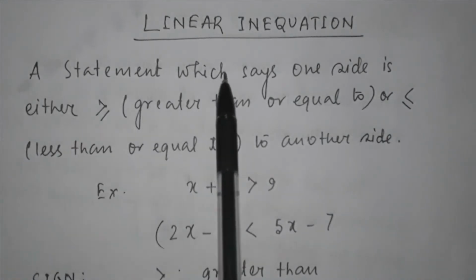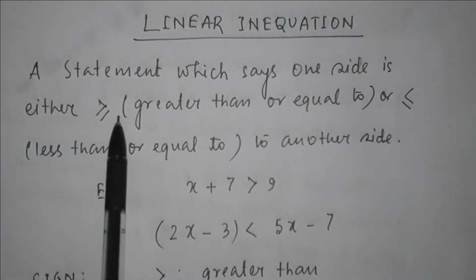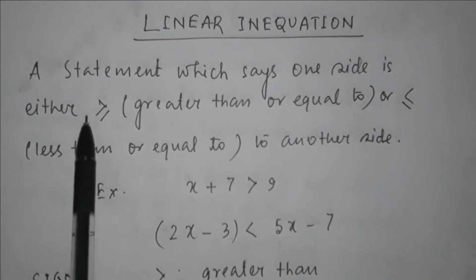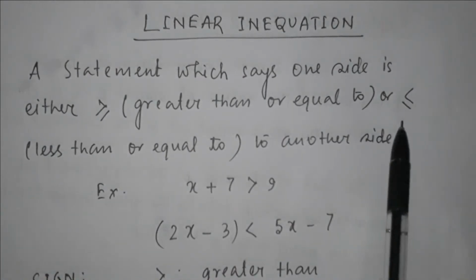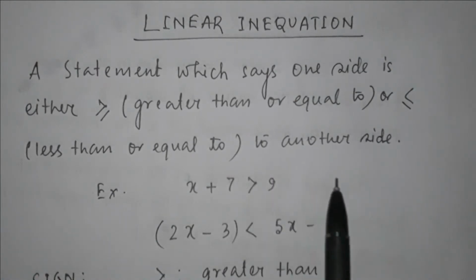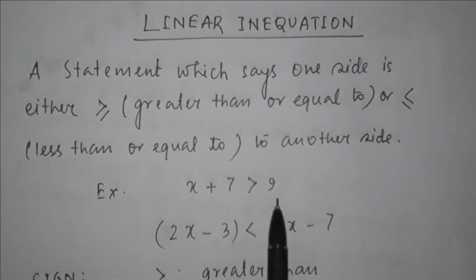A statement which says one side is either greater than or equal to, this is a sign for greater than or equal to, or less than or equal to another side, then it is called inequation. Like x plus 7 is greater than 9, or you can say 2x minus 3 is less than 5x minus 7. So all these are examples of inequation.